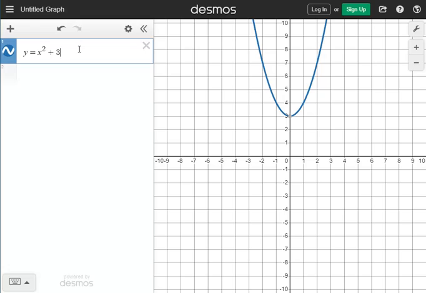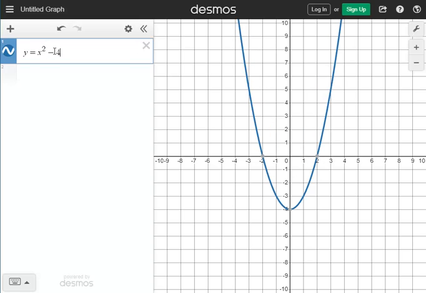Think back to geometry: how did I go from here to here? A lot of you would say, well, I moved the graph up three spaces, right? The vertex was at 0, 0, and now I moved it up to 0, 3. Similarly, if I did x squared, we're back at 0, 0 for the vertex. If I did minus 4, you'll see now that the vertex has been shifted down from 0, 0 to 0, -4.